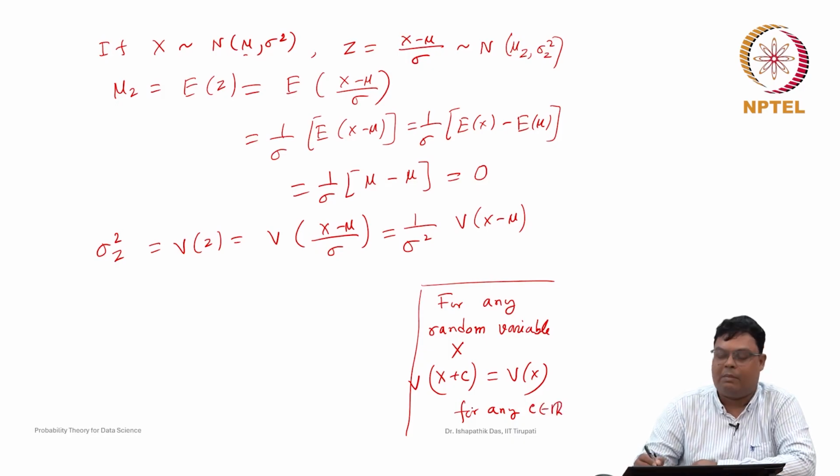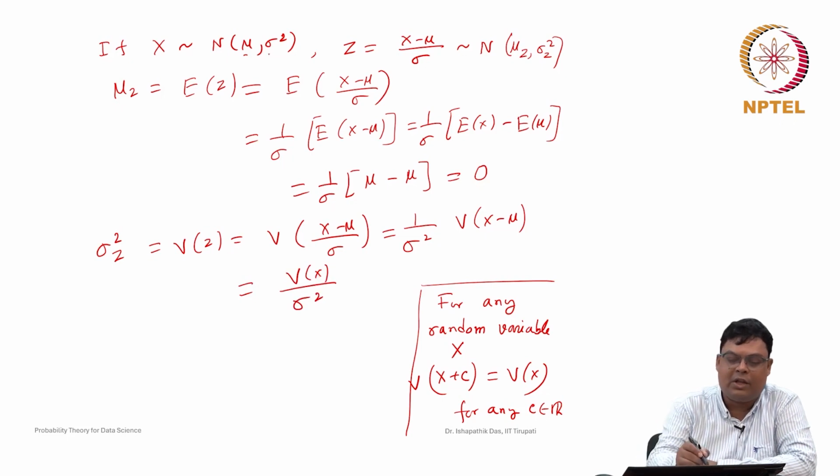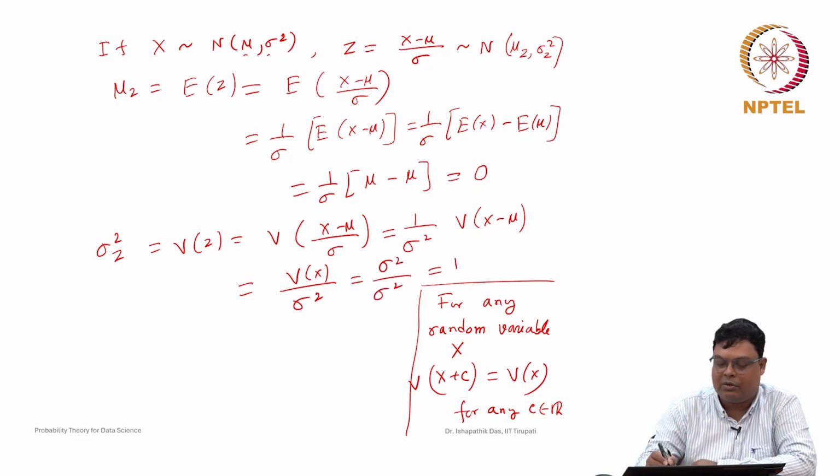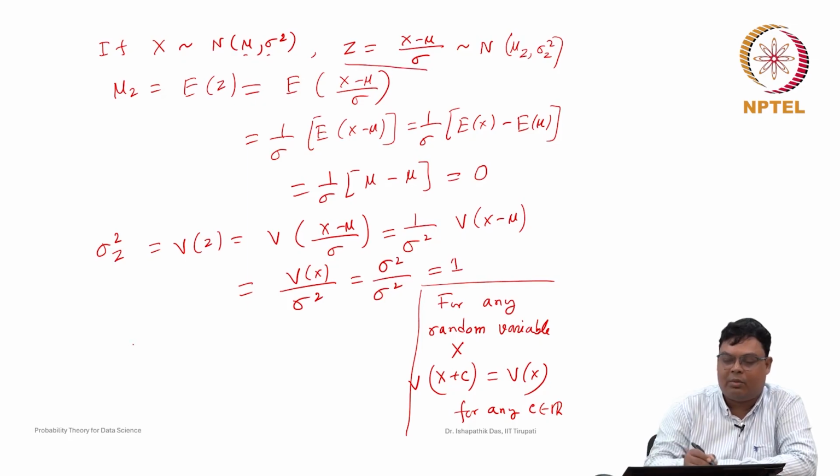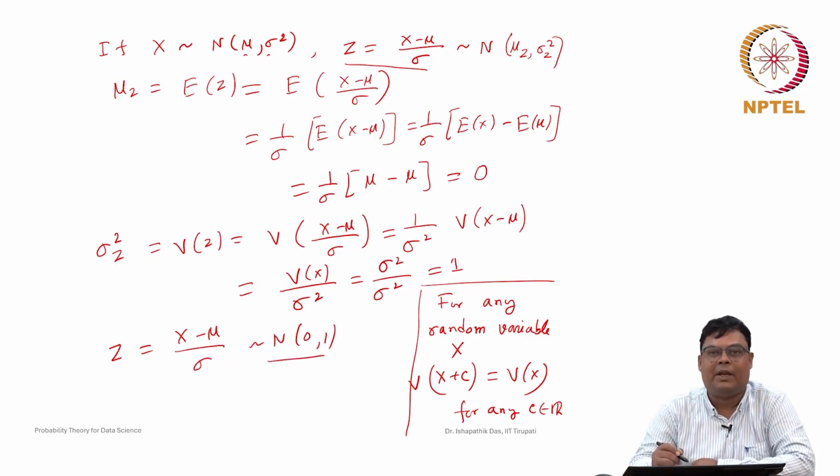For any c in the real numbers R, the variance of x plus c is nothing but the variance of x. That is why, since mu is a real number, the variance of x minus mu is nothing but the variance of x by sigma square. Now, what is the variance of x? The variance of x is this parameter sigma square. So, sigma square by sigma square is equal to 1. So, if you take z equal to (x minus mu) by sigma, it is nothing but normal 0, 1. This is the standard normal variate.